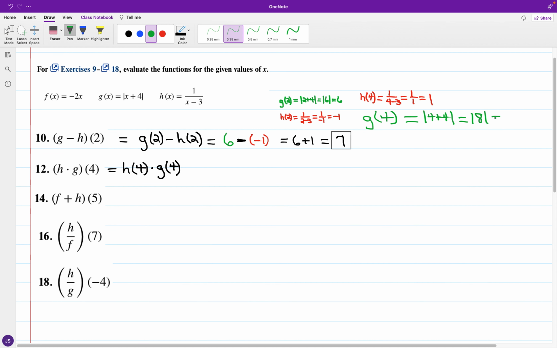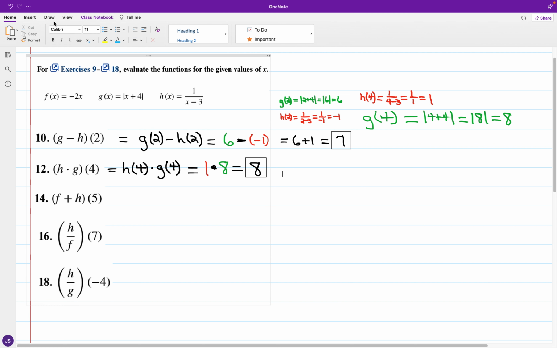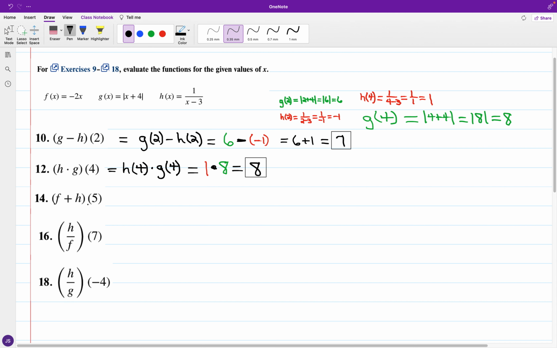Supplying the values, you have h of 4 times g of 4. Again, h of 4 we have at 1, times g of 4, which we have at 8, and for this end result, we have 8. Now, in the case of number 14, you have f plus h of 5. So we say we have f of 5 plus h of 5.